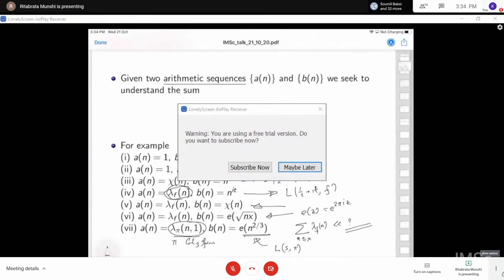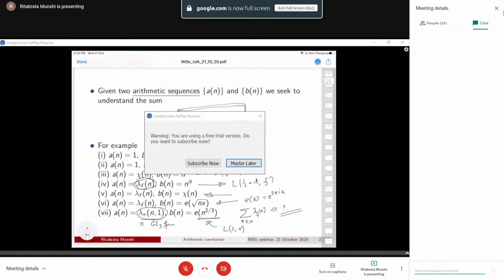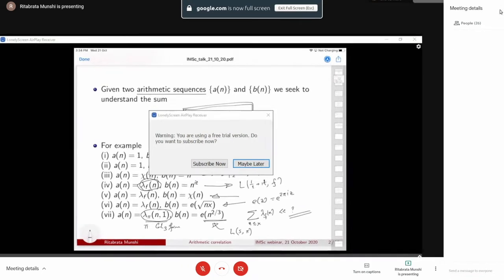Okay, so such types of sums are common in analytic number theory, and they appear in many places, like in the subconvexity problem, or if you're interested in the Dirichlet divisor type problems, or if you're interested in, say, critical zeros, something like that.